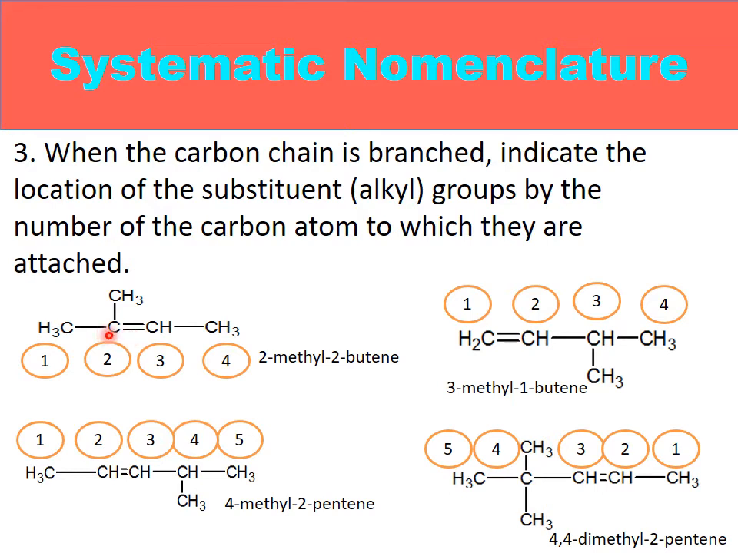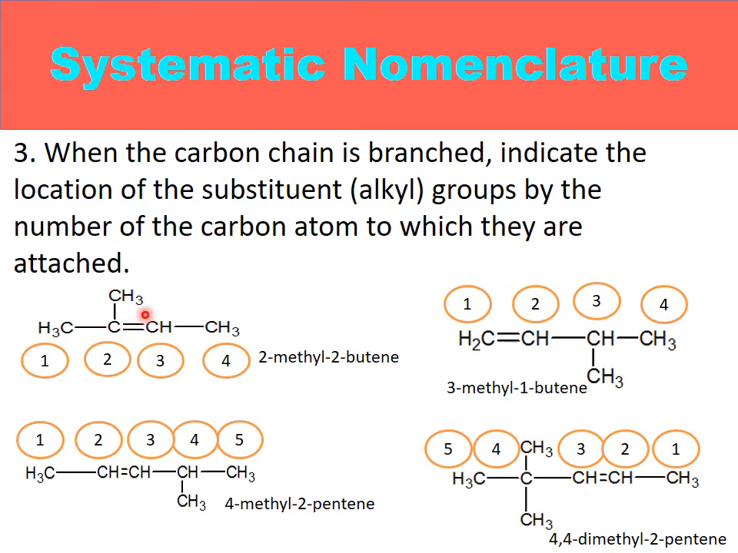must receive the lowest number, and in the third step you can indicate the location of the substituent groups or alkyl groups by the number of the carbon atom to which they are attached. Let's take the first example. In this example, the main chain is made up from 4 carbon atoms containing the double covalent bond.